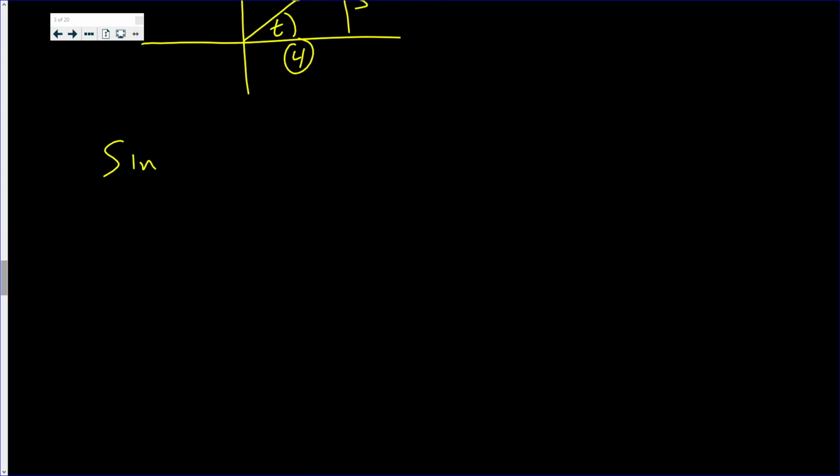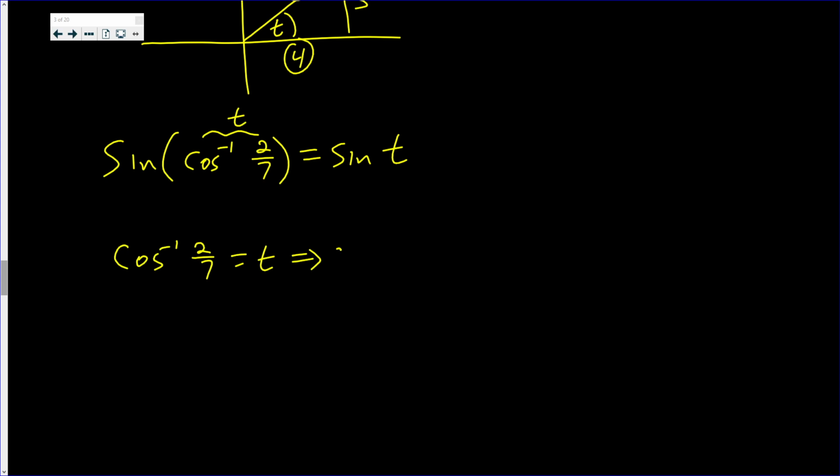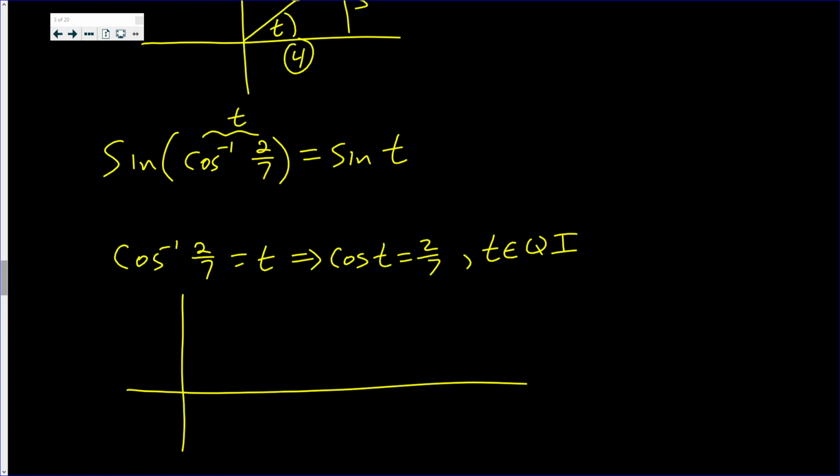What about the sine of the cosine inverse of 2/7? That's an angle, and I want the sine of that angle. Well, if cosine inverse of 2/7 is t, that means that cosine of t is 2/7. Since it's positive, t is in quadrant 1.